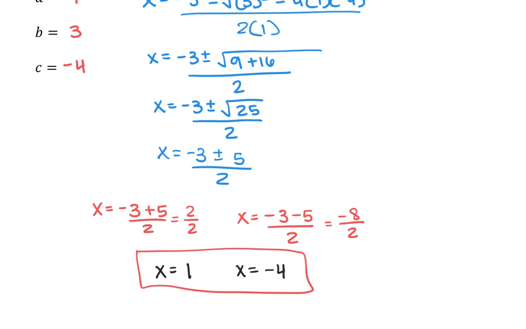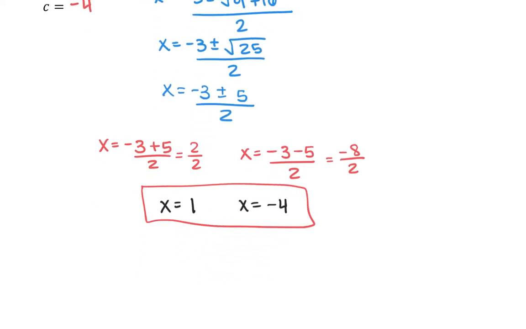You could write it like that as your final answer on a quiz or a test. Or you could write it as x equals 1 comma negative 4. Either one works.